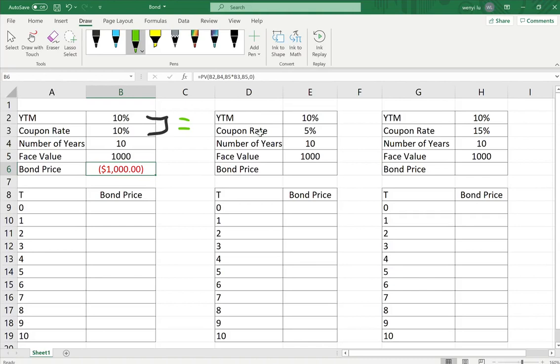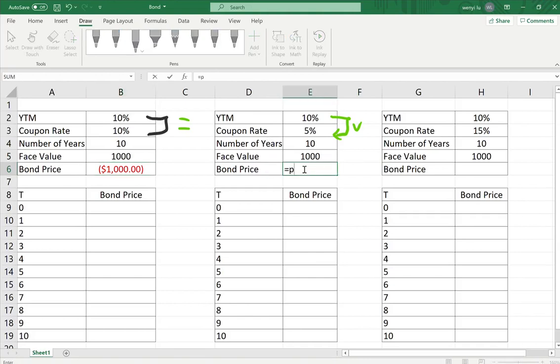Now let's go to the second scenario, with yield to maturity more than the coupon rate. When yield to maturity is more than the coupon rate, your cost is more than what you receive. Of course, you will not be happy. So the bond is trading at a discount.